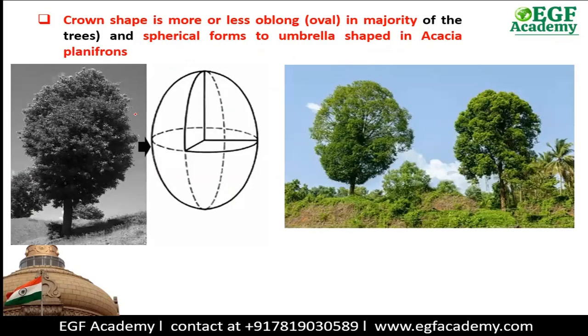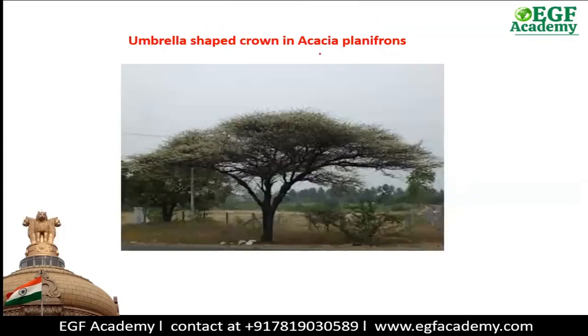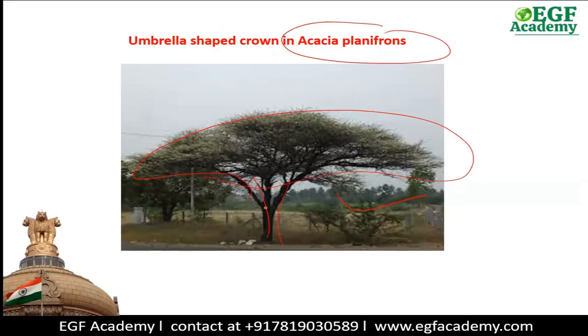Other than that, for the majority of trees we see around us, the crown shape is more or less oblong or oval. For example, this tree is oval shaped. This is also oval shaped. Such types of trees you will find around you. Then there is the umbrella shape of trees, especially in the Acacia planifrons tree. This tree is Acacia planifrons. This crown shape is an umbrella-shaped crown. You can see here, this is the shape, and this is umbrella type. So which tree is found in which type of environment, what the temperature is there, and what kind of wind is blowing there, all this decides the structure of the crown.